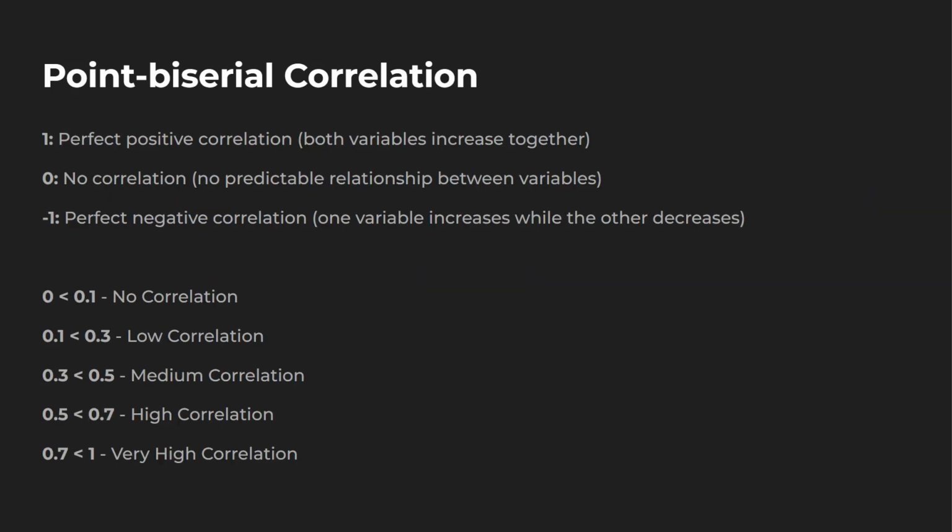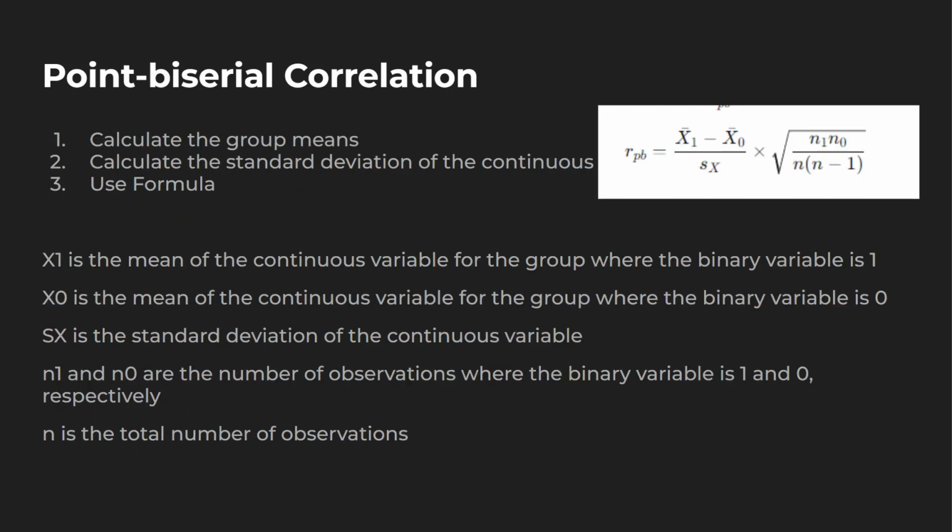So like some of the other correlation videos, 1 is a perfect positive correlation, 0 means no correlation, and -1 is perfect negative correlation. If you have a value between 0 and 0.1, that's negligible; 0.1 to 0.3 is low, 0.3 to 0.5 medium, 0.5 to 0.7 high, and then 0.7 to 1, you're going to have a very high correlation.